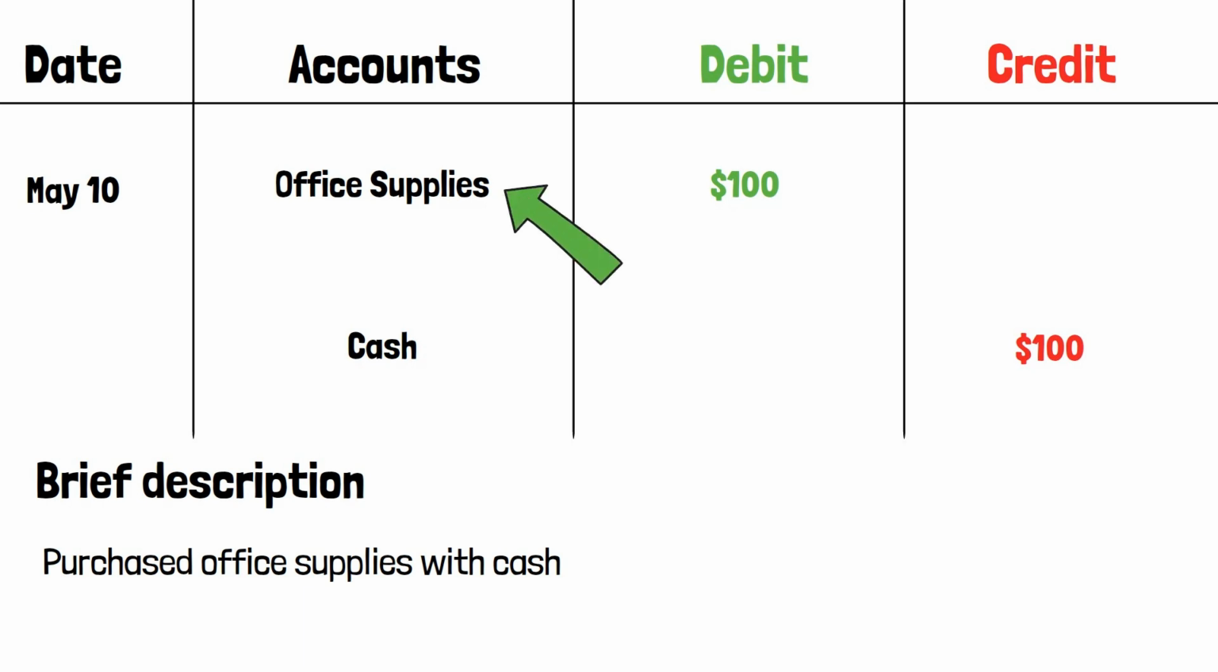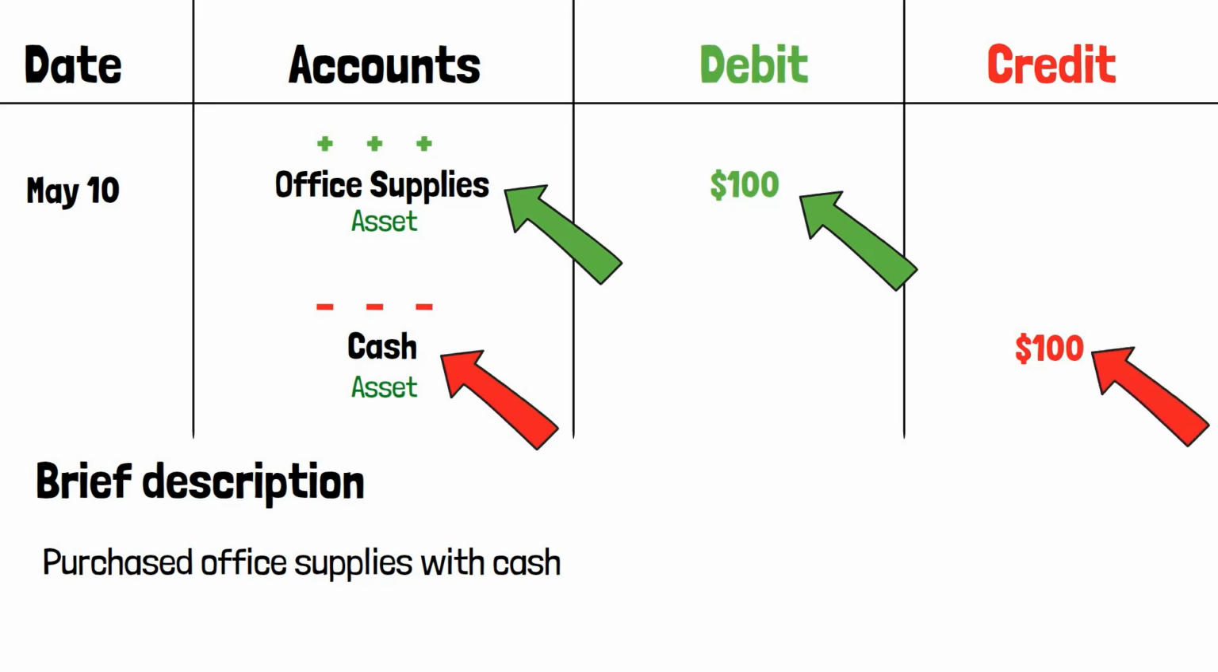Here, office supplies is an asset, so it increases with a debit. Cash, also an asset, decreases with a credit.